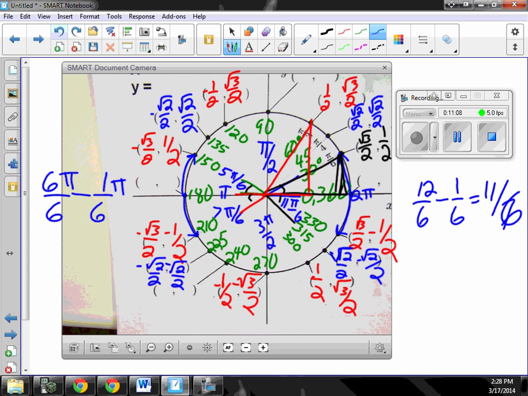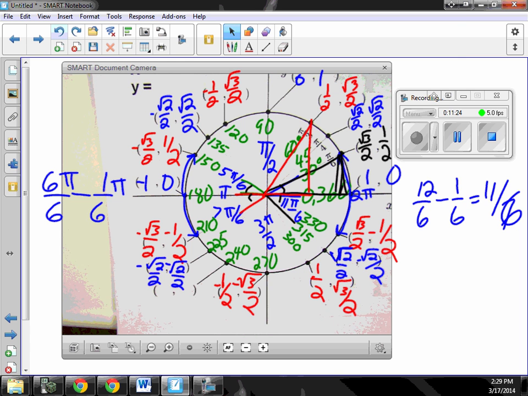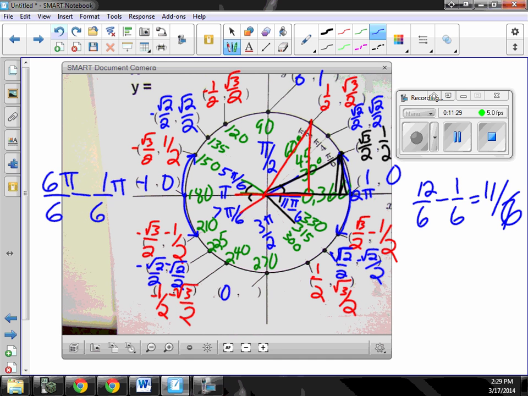Okay, we missed some. What are the x and y values at 0 degrees? 1, 0. At 90 degrees, 0, 1. At 180, negative 1, 0, and 270. Oh, I put these in the wrong place. I'm sorry. So this is 0, negative 1.